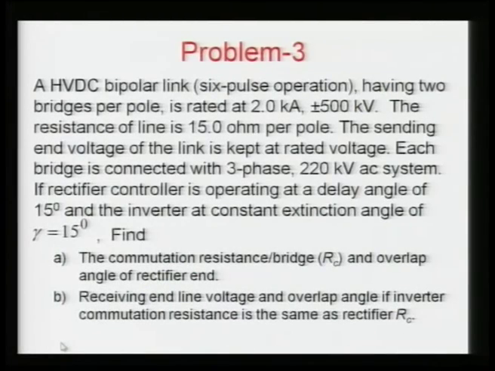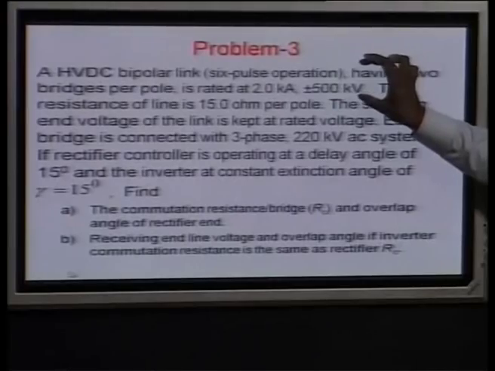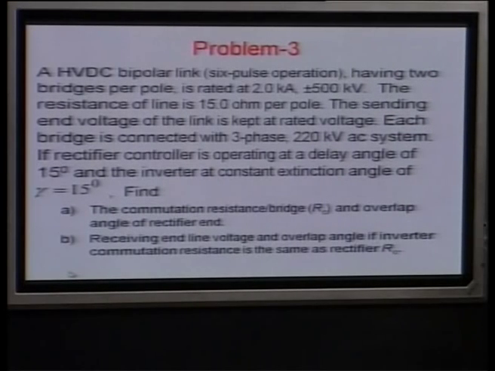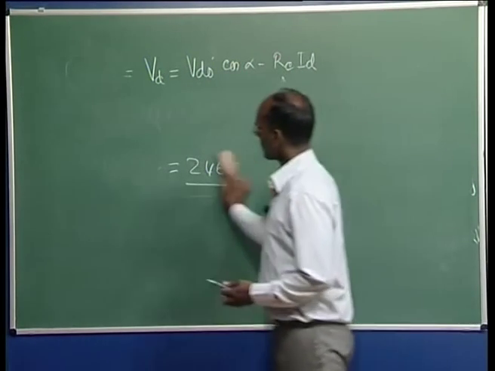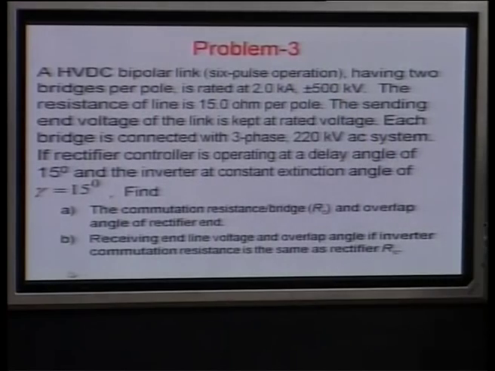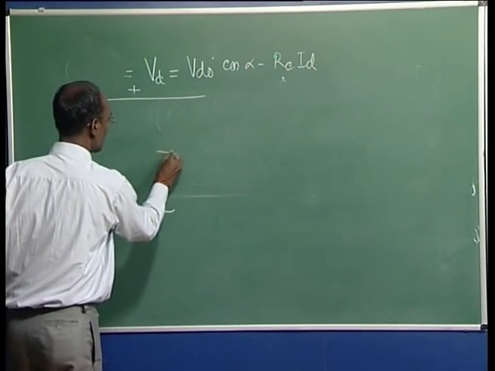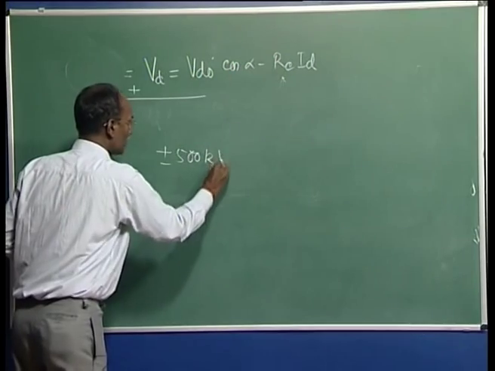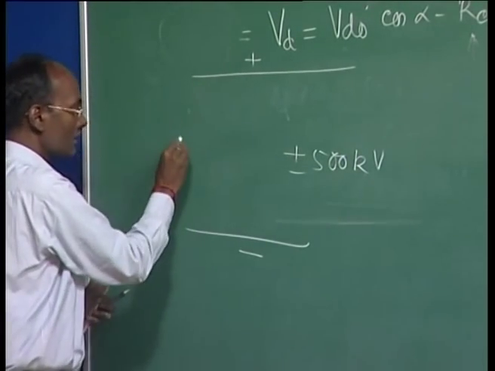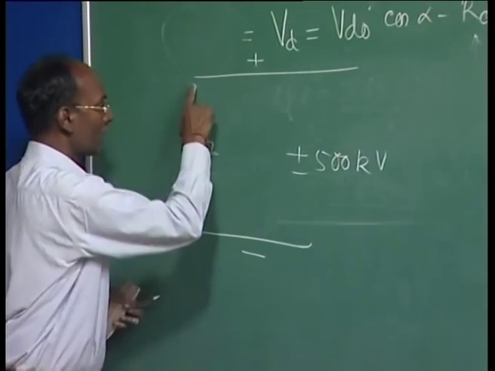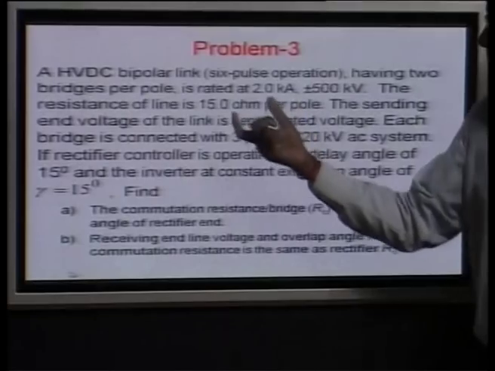Now problem number 3. This is a slightly tricky problem, but once again, if you understand the meaning of this, it is very clearly said. Let us remove this and go for this problem. It is said it is a bipolar link, means we have two links, one positive, one negative, that is why we say plus minus 500 kV, and there are two converters, one grounded.